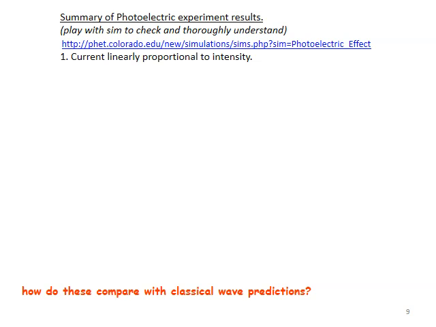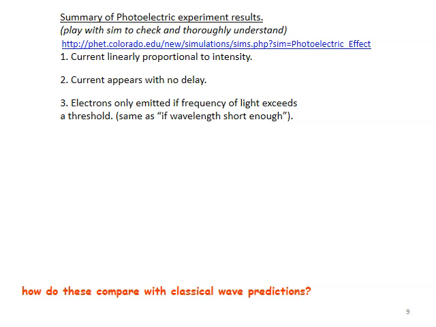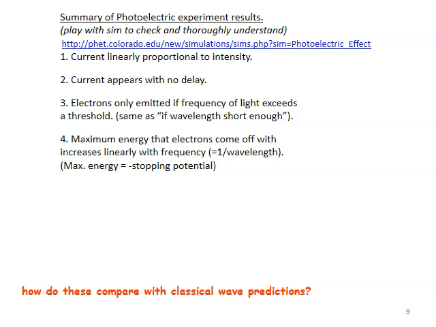So, what's the first thing? Current is linearly proportional to intensity. If the intensity gets bigger, the current gets bigger. Current appears with no delay. There's not a time for it to heat up to knock off the electrons. The electrons are only emitted if the frequency of light exceeds a threshold. The maximum energy the electrons come off with increases linearly with frequency, i.e. the stopping potential gets greater as the frequency gets greater. And the threshold frequency depends on the metal.